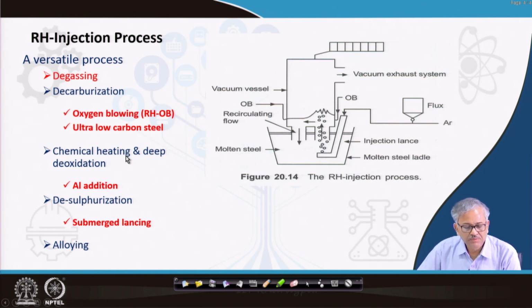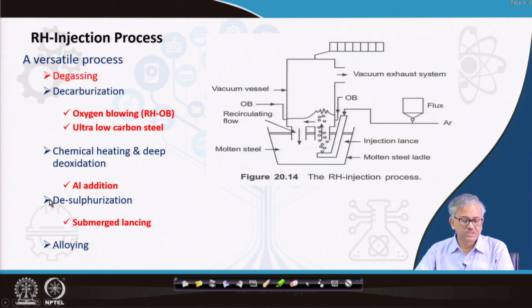And then you have chemical heating and deep deoxidation. If you need some heating, no electrical heating, you can add some aluminum for chemical heating, and you can do very deep deoxidation, because under vacuum it is possible. By oxygen blowing, the deep deoxidation can also be done, right?